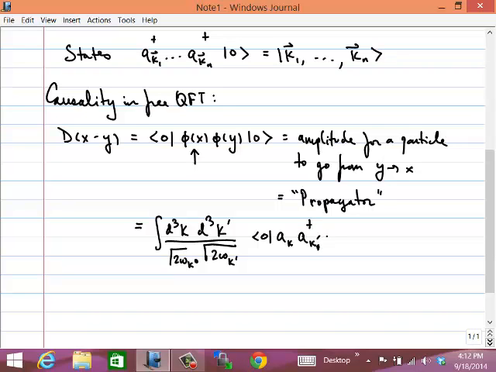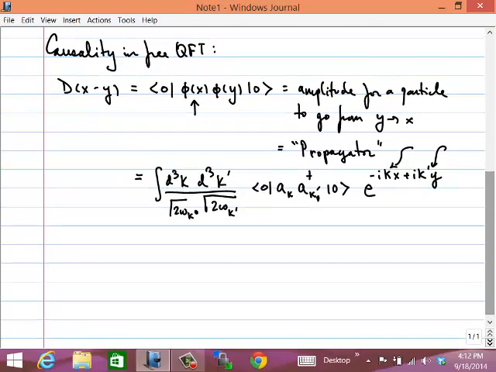So all you get is the expectation value in the vacuum of a_k times a_k dagger, because all the other combinations of a_k and a_k dagger would vanish, times this plane wave factor, so e to the minus i k x plus i k prime y. Okay. And again, in order to keep the equation simple, I'm suppressing the mu indices that should be everywhere. So you should remember that these are 4-vectors and that I'm contracting indices of 4-vectors here.